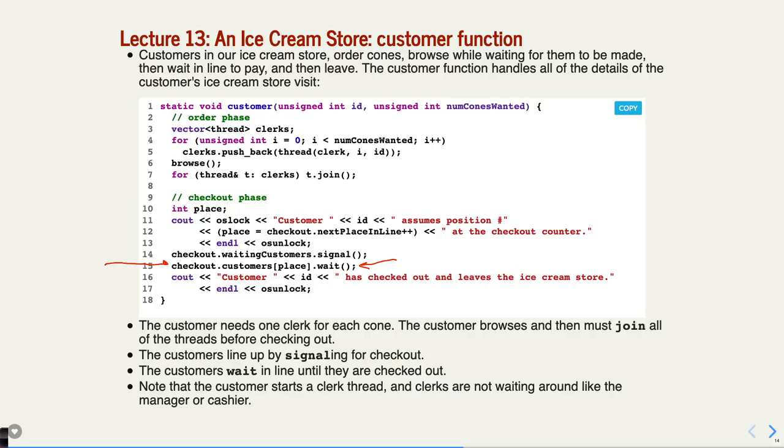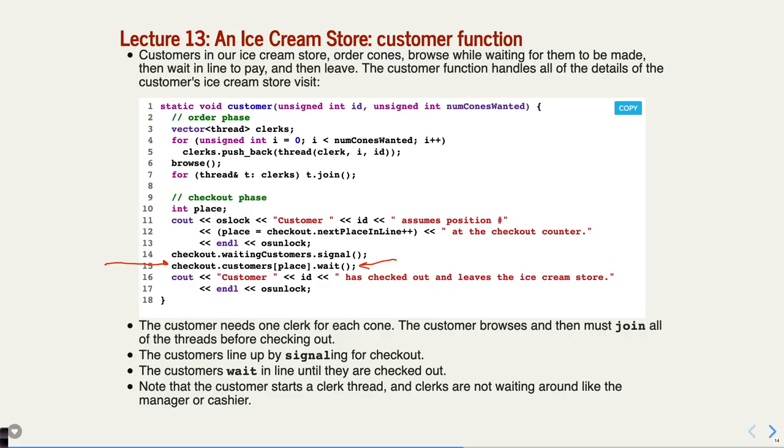The cashier will signal you in order. Cashier will signal in order. We'll see how that happens. Even if, like, is it possible that, like, a person further along the line could have their ice cream cones completed? Or will they not have sent the signal to the cashier?